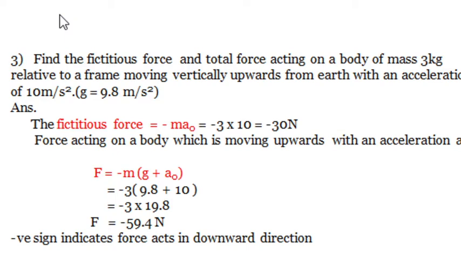The fictitious force is given by the equation minus m a0. Here mass is 3 kg. So minus 3 into a0, which is 10 meter per second square. So we get minus 30 Newton.